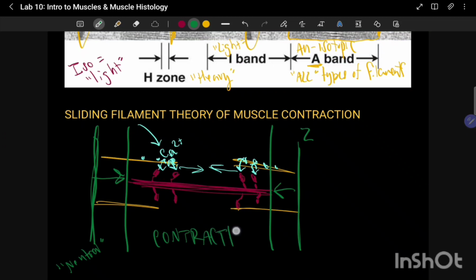That's the basics of it, so we're not going to spend too much time on it right now. There are more important things to know for lab, but that will come up in lecture, so make sure you're comfortable with that idea of the sliding filament theory.